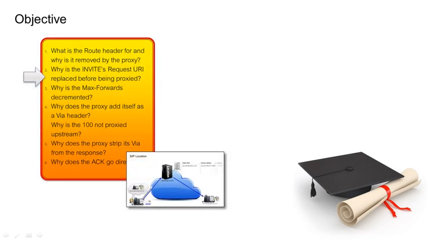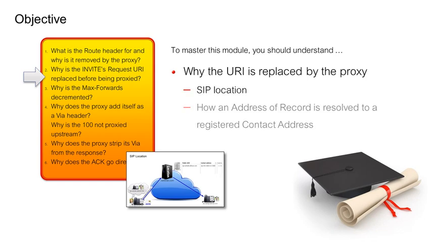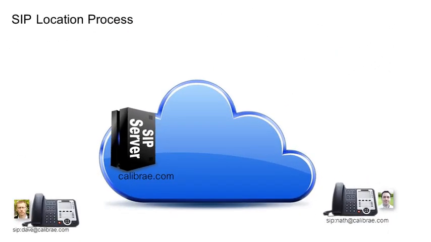Working through the next of our questions on proxy behavior, in this module we'll look at why the invite's request URI is replaced before being dispatched downstream. We'll look deeper into the process of SIP location, specifically at how a dialed address of record is resolved to a registered contact address. Okay, SIP location.